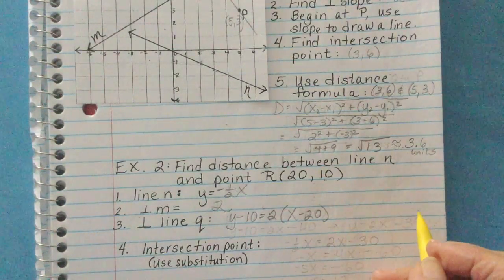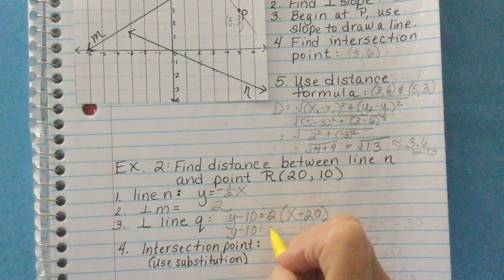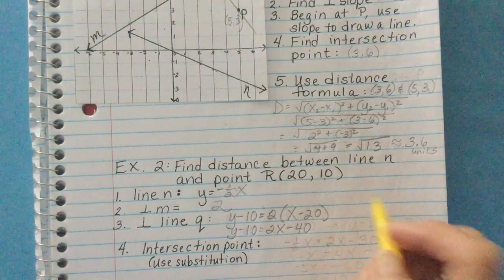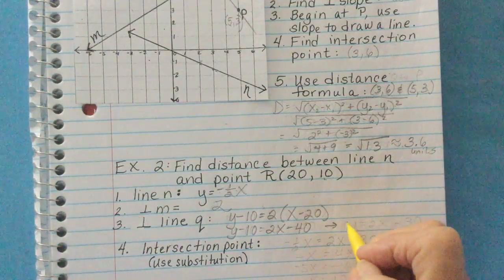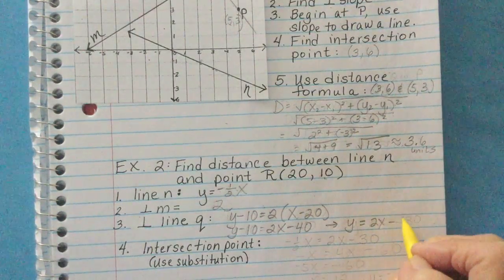All right, so let's simplify this and get y alone. We're going to distribute the 2, and then we're going to add 10. I'm going to move over here so I have room. And so that's going to give me 2x minus 30.